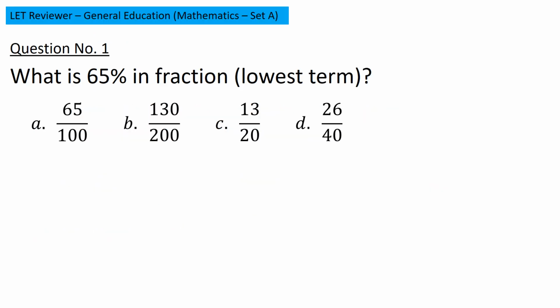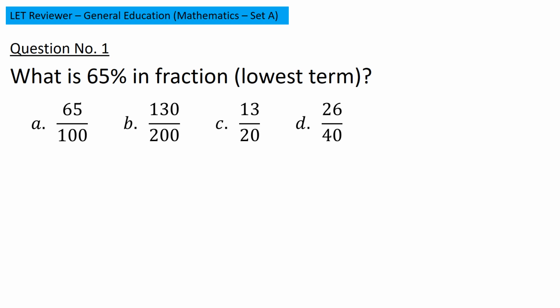Question number 1. What is 65% in fraction? And express that in lowest term. A. 65 over 100. B. 130 over 200. C. 13 over 20. Or D. 26 over 40.